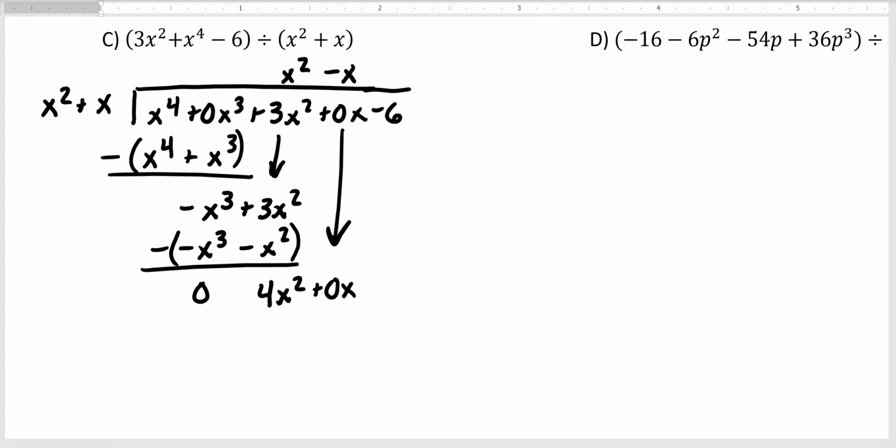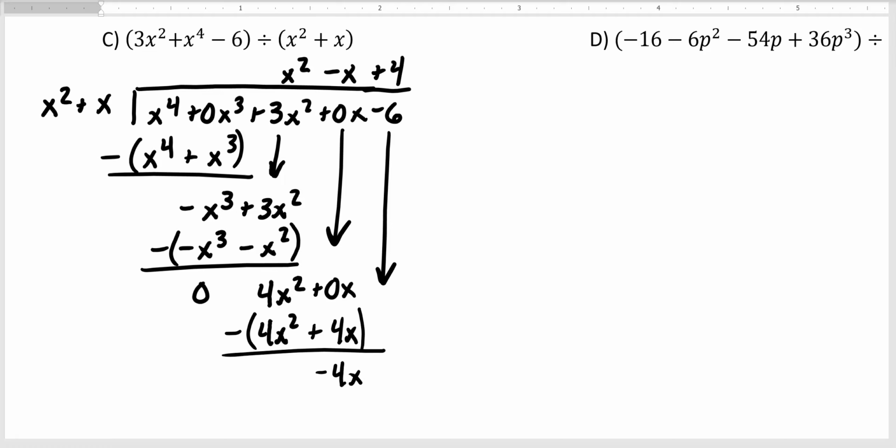x squared times what gives me 4x squared? Well, that would be plus 4. So 4x squared plus 4x, bring down the negative 6. Oh, wait, no. Gotta subtract first, don't I? Then I will bring down the negative 6. I'm going to get negative 4x and then minus 6. Notice here, x squared and negative 4x. The degree that I'm trying to go into is now smaller than the degree of my divisor. So that means this here, negative 4x minus 6, is my remainder.